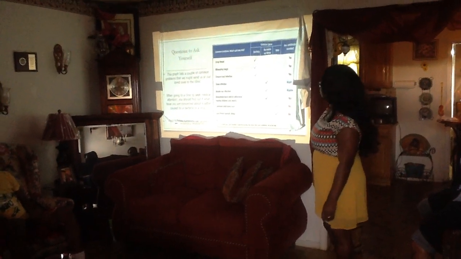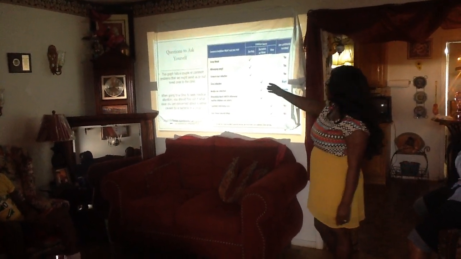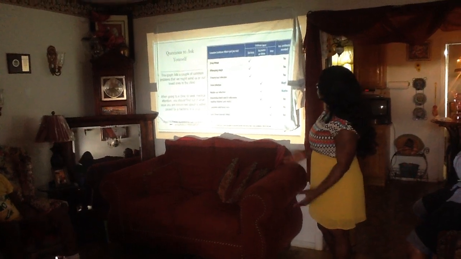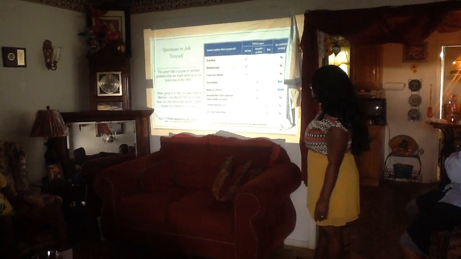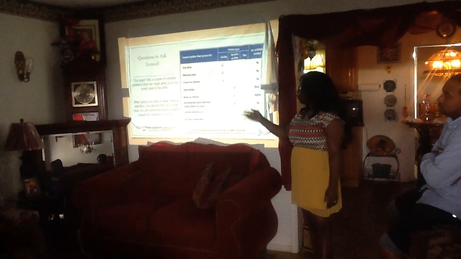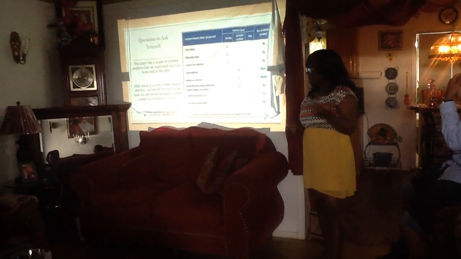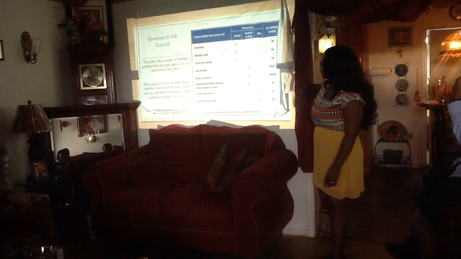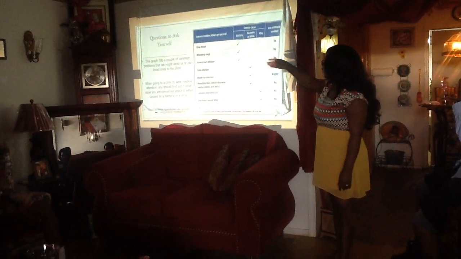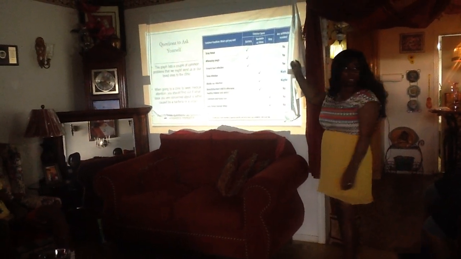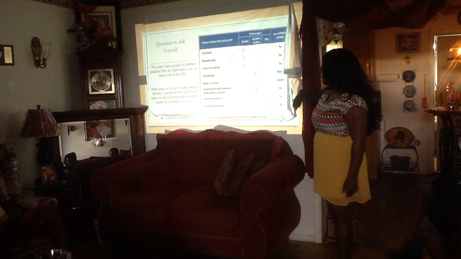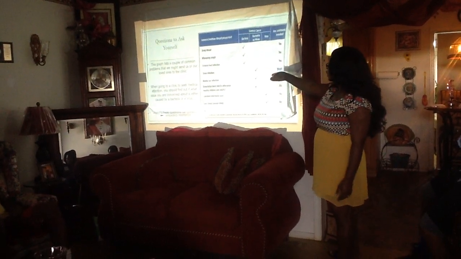Question to ask yourself. This graph lists a couple of common problems that might send us or our loved ones to the clinic. When going to the clinic to seek medical attention, you should first find out what it is that you're concerned about, and then, is it caused by bacteria or by a virus? Strep throat. Bacteria, so you would need antibiotics. Whooping cough, it's bacteria, so you would need antibiotics. UTI, urinary tract infection, it's a bacteria, you would need antibiotics.